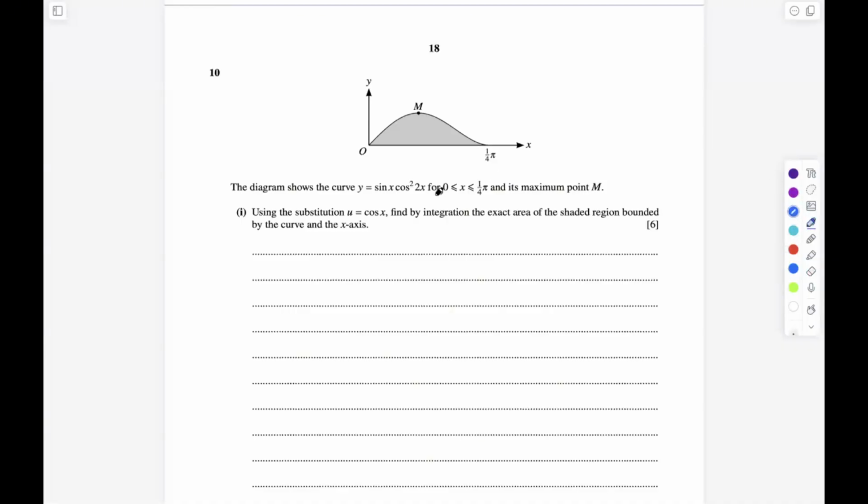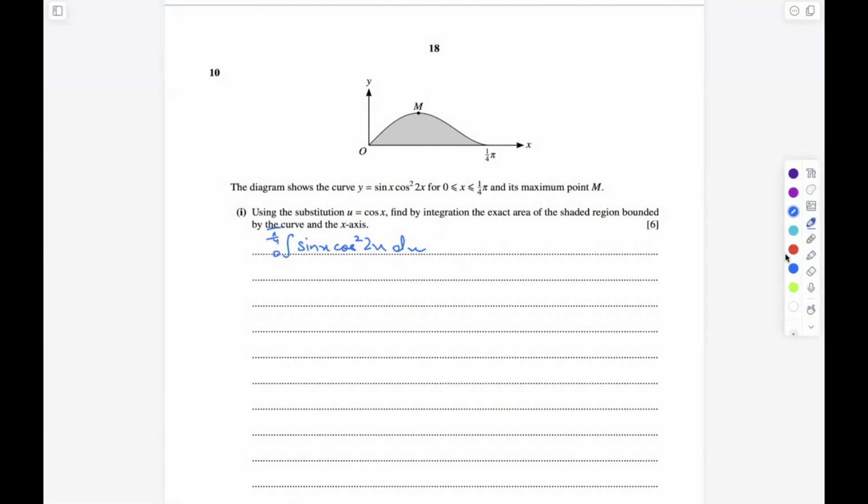In question 10, the diagram shows the curve y equals sin x cos squared 2x and its maximum point M. In part 1, using the substitution u equals cos x, we have to find the exact area of the shaded region bounded by the curve and the x-axis. Now, to find the area of the shaded region, we'll have to integrate the given equation, which is sin x cos squared 2x dx, and the limits are pi upon 4 and 0.